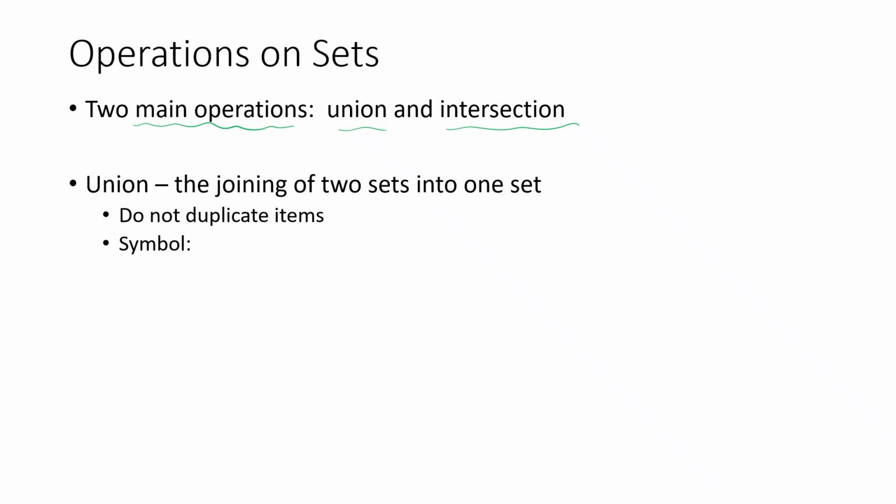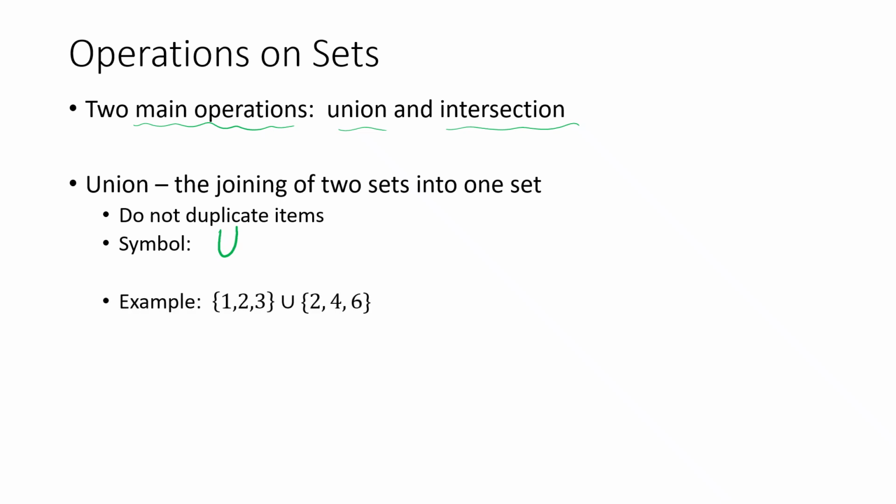And the symbol for union is this, which is usually fairly easy to remember because it looks like a U. So U for union, looks like U, union. That's how I remember it. The union looks like U.